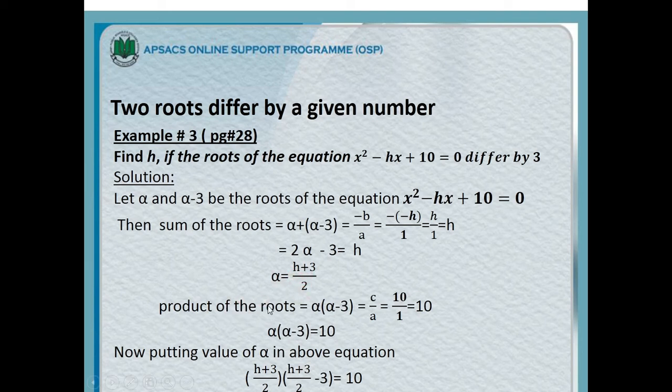Similarly, we will find the product of the roots, that is alpha into alpha minus 3 is equal to c upon a, and by putting the values of a and c we get the product of the roots, alpha into alpha minus 3, is 10. Now putting the value of alpha in the above equation, we get these two brackets. The first bracket is simply the value of alpha, and the second bracket is alpha minus 3, so h plus 3 upon 2 minus 3 is equal to 10.